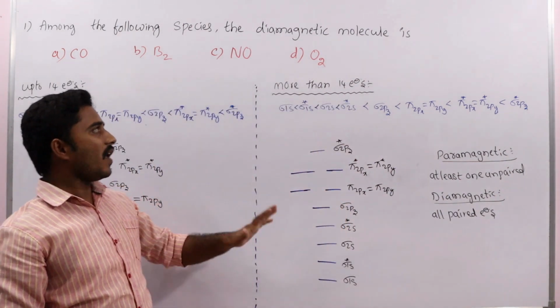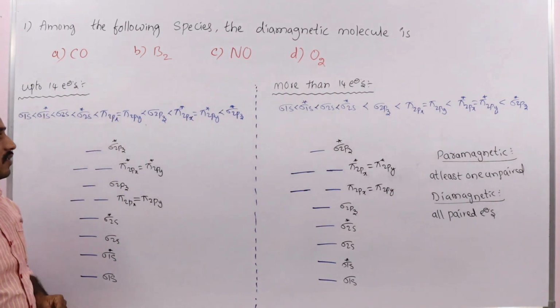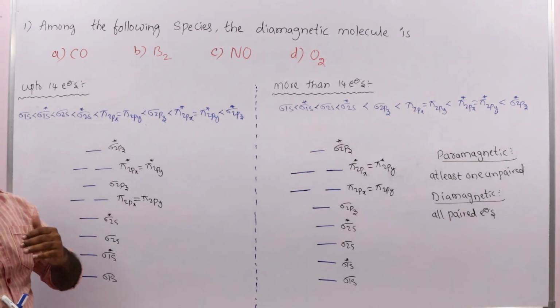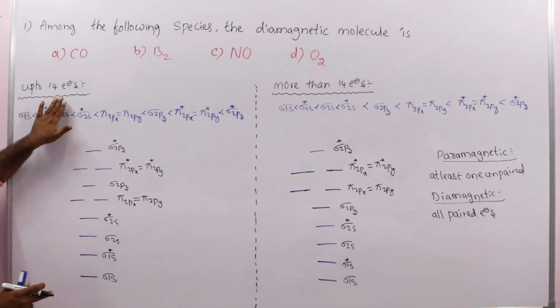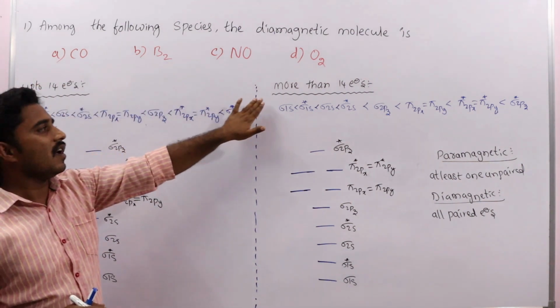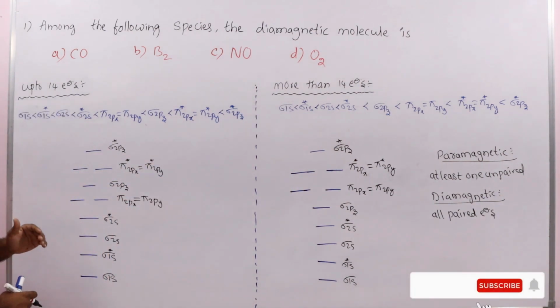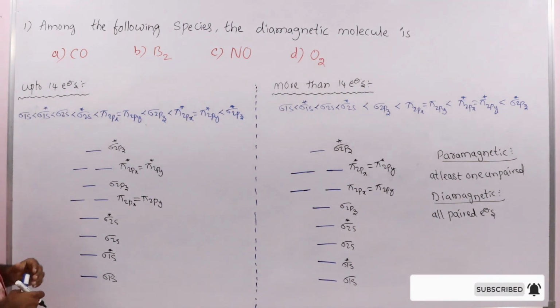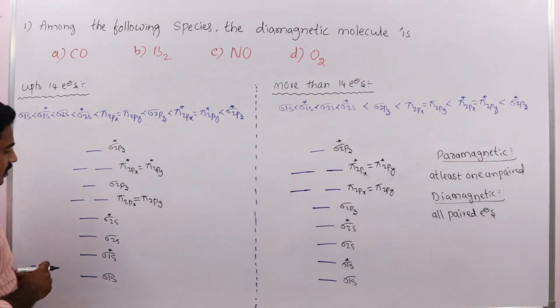So let us see how to find out this diamagnetic or paramagnetic nature in diatomic molecules. Based on the MOT, or molecular orbital theory, we can find this out. Here we divide molecules into two types: one is diatomic molecules containing up to 14 electrons, and the other is diatomic molecules containing more than 14 electrons. According to molecular orbital theory and the energy profile diagram, for our convenience I am giving the simplest way of drawing the molecular orbital diagram.